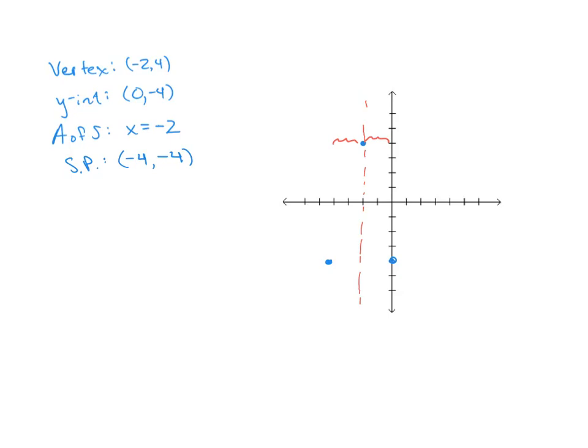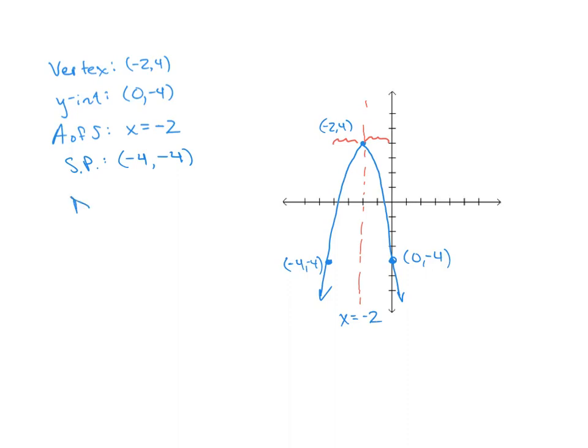All right, let's go ahead and graph. If we graph this, we should get something that looks like this. We label. Our vertex is (negative 2, 4). Our two symmetric points are (negative 4, negative 4) and (0, negative 4). Our axis of symmetry is x equals negative 2.